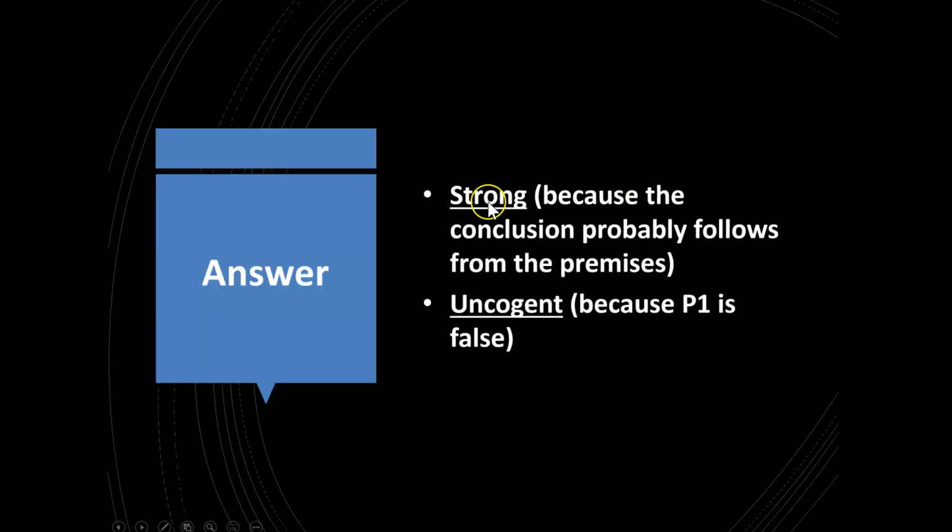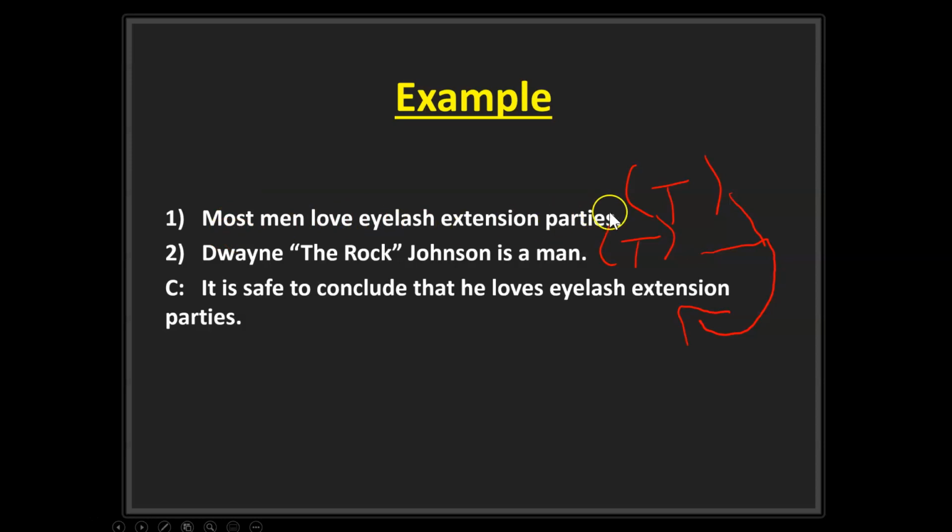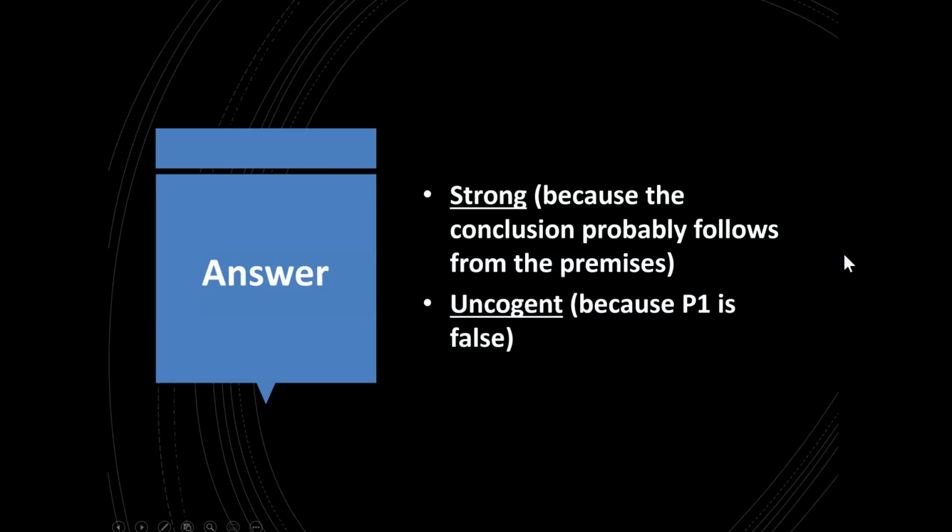So this argument was strong because the conclusion probably follows from the premises, but it's uncogent because the first premise was or is false, right? If you assume this is true and assume this is true, that would follow. Good, strong. So then that means green light. You check for cogency. Is this true in fact? No. Premise 2 is true. So although strong, this argument is uncogent. And I'm sorry, I couldn't help myself.